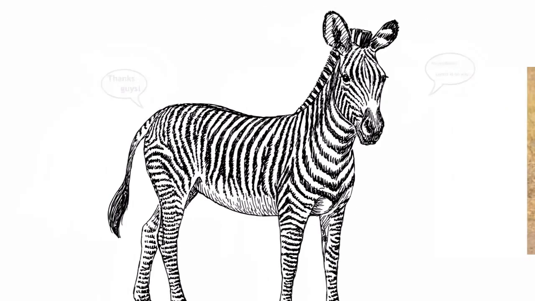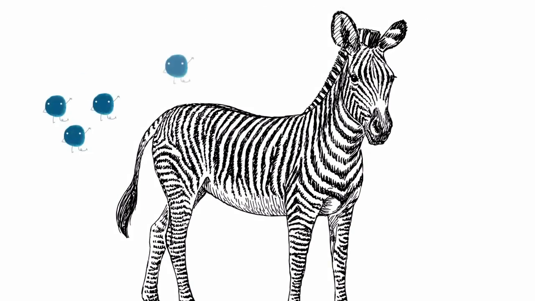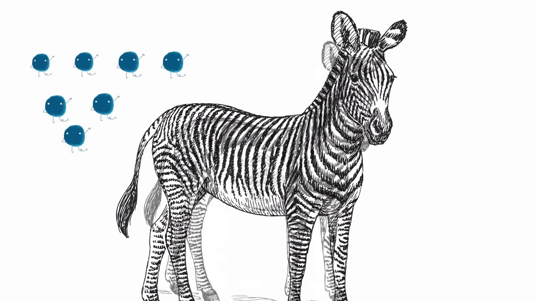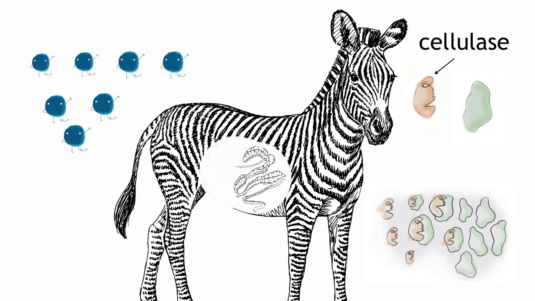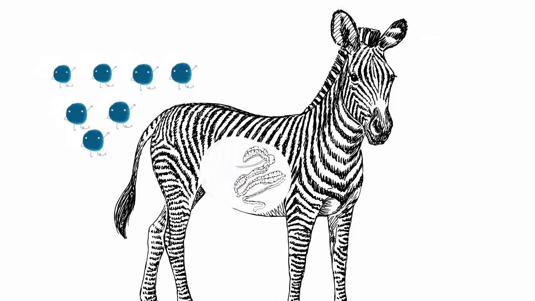Another example of mutualism is the interaction between zebras and bacteria. Zebras rely on some bacteria in their gut. The zebras benefit from the enzyme called cellulase that the bacteria produce. This helps them to break down their food. In turn, the bacteria benefit by having a stable supply of nutrients and by living in zebras' intestines.